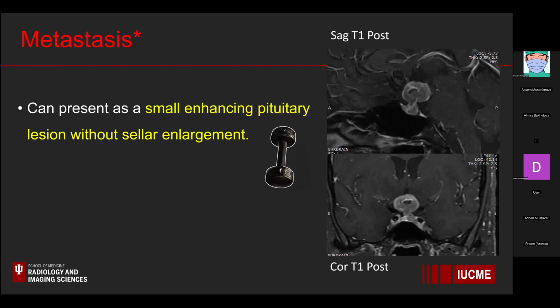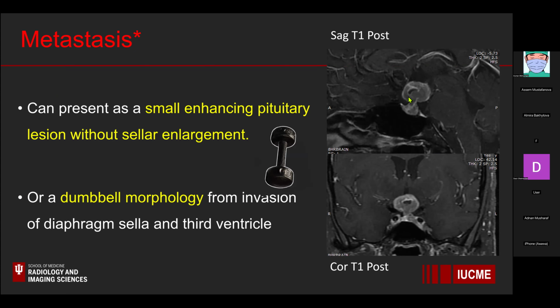These can present as small enhancing pituitary lesions without sellar enlargement. If you just take away this large area, you can see the pituitary enhancement without the sellar enlargement. However, most commonly, you'll see this dumbbell morphology with the waist in the middle because of the invasion of the diaphragma sellae. The metastatic tumor invades the pituitary, but then it grows through and invades the diaphragm to create this suprasellar mass. So if you see this, especially think of metastatic disease as the etiology.